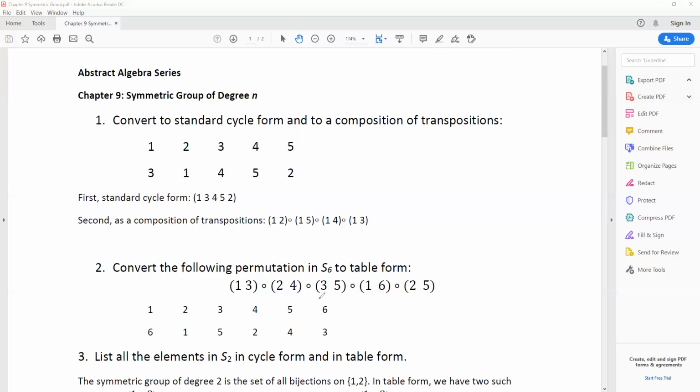Let's follow 3. Working away from the right side, we get a 3 here. 3 maps to 5. End of story. What about 4? Well, 4 maps to 2. Let's follow 5. 5 maps to 2, but then 2 maps to 4. So 5 maps to 4. And then using the same pattern, we can see that 6 ultimately maps to 3.